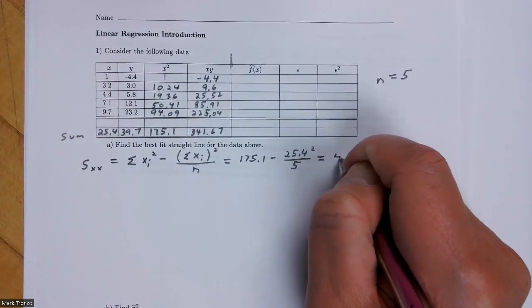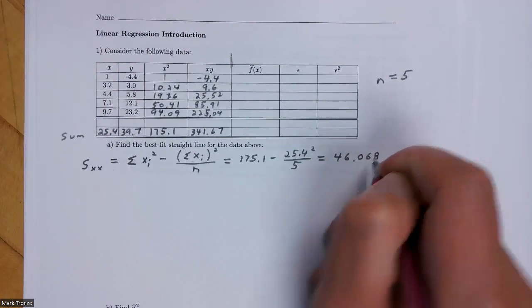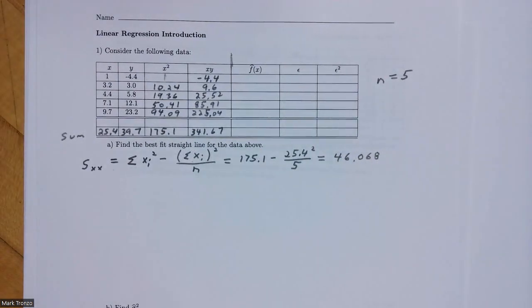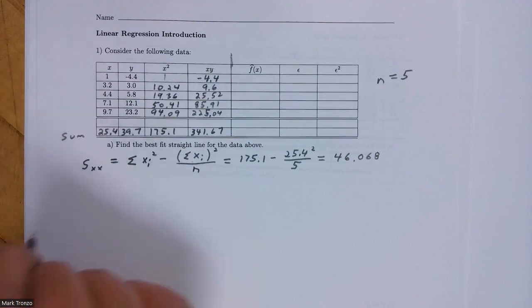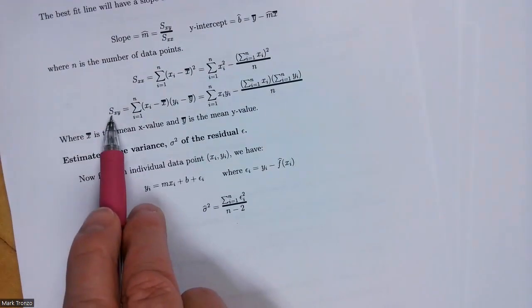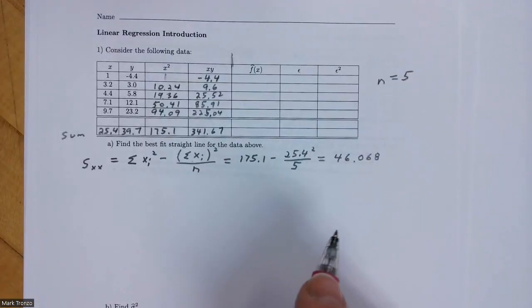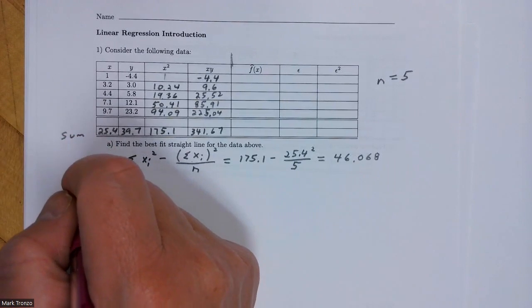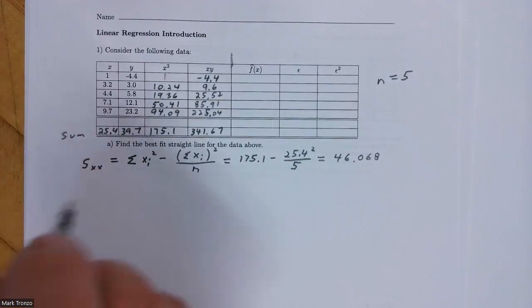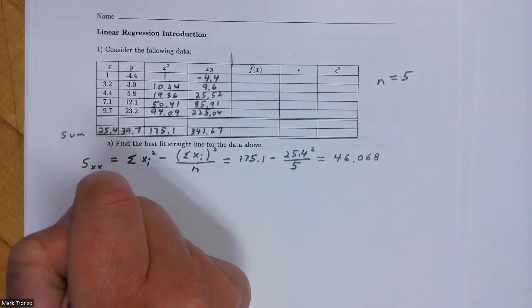And this is going to be 46.068. And again, according to our equation sheet, we're going to need this Sxy. Again, we can use this equation over here. Okay, we don't need this yet. Yeah, Sxy, let me write that down.